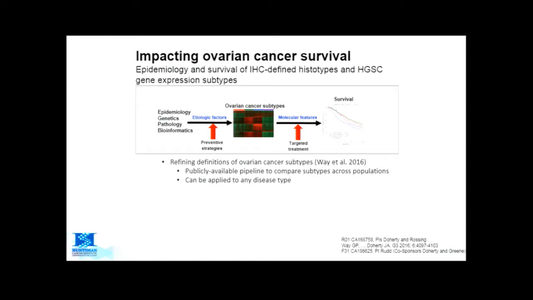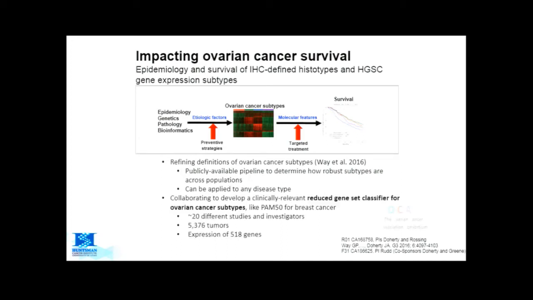So our work in refining the subtypes has really consisted of doing these cross-population comparisons to understand how robust subtypes are across populations. I'm not going to spend a lot of time describing this today, but I do want you to know that this can be applied to any disease type, so if you're interested, come talk to me afterwards.